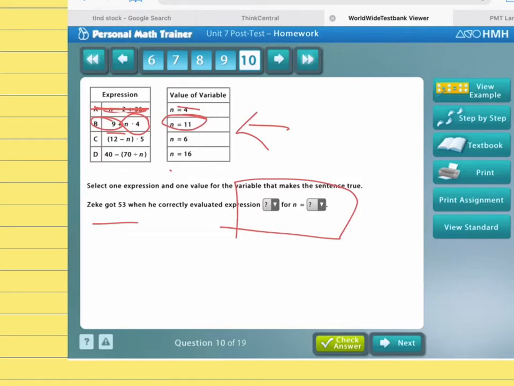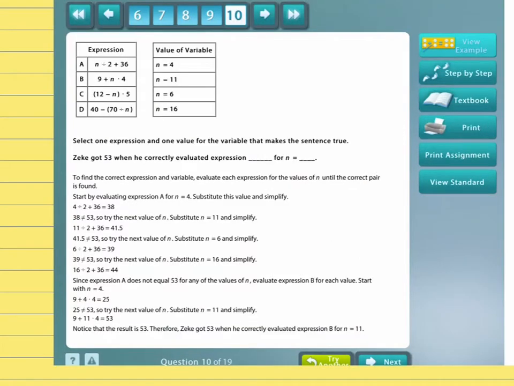Let's check out Think Central's thinking and explanation. So what they did here is evaluate A for 4, and then evaluate A for the other values. Make sure you take some time to read through it. But yes, the strategy, you just have to go one at a time, one at a time. And it looks like we found the right one. If you tried the other ones, these ones right here, for example, you would not get 53. So we found a good answer.